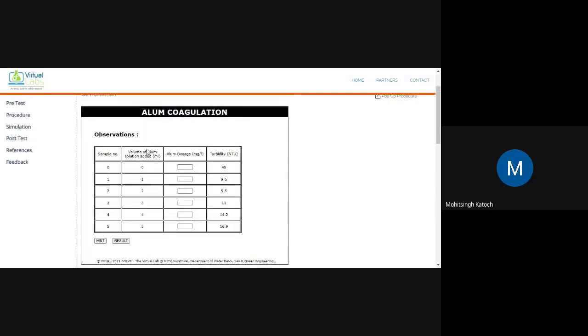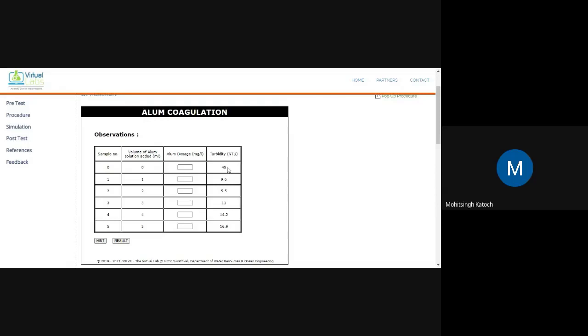So in the observation table, we can see we have given sample numbers to our tubes. So first tube is given sample number 0 as 0 ml alum was added into the tube. Next sample is given sample number 1 as 1 ml alum was added, and similarly 2, 3, 4 and 5 numbers are given to the 6 tubes as 2, 3, 4 and 5 ml alum was added. So these are our 6 tubes having different amounts of alum in them. So now we have to write the alum dosage in milligrams per liter and turbidity in NTU.